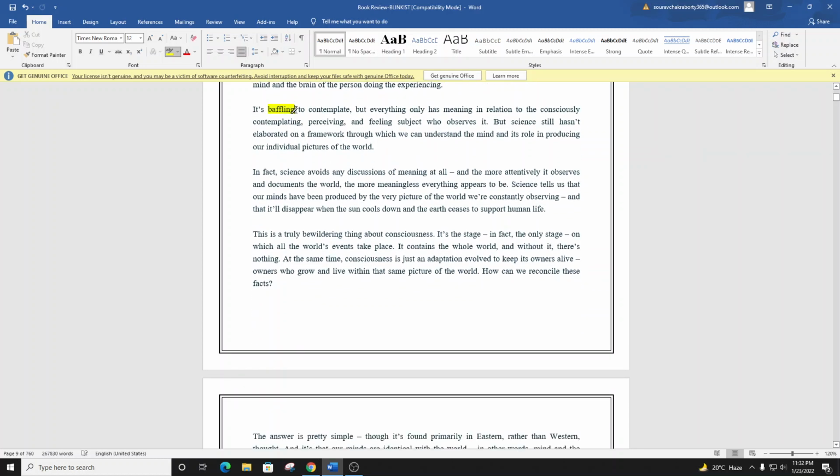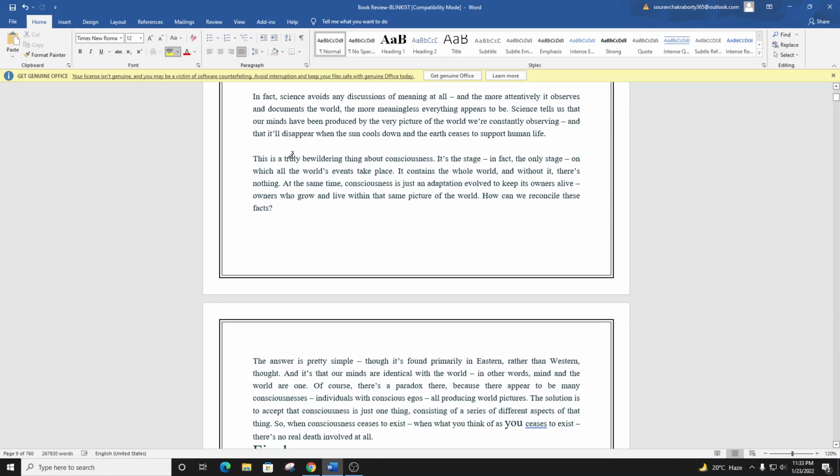It's baffling to contemplate, but everything only has meaning in relation to the consciously contemplating, perceiving, and feeling subject who observes it. But science still hasn't elaborated on a framework through which we can understand the mind and its role in producing our individual pictures of the world. In fact, science avoids any discussions of meaning at all. And the more attentively it observes and documents the world, the more meaningless everything appears to be.